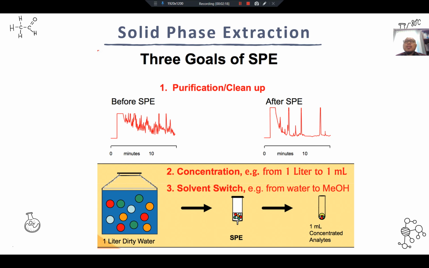It will damage what we call the coating, the adsorbent inside the column. And of course, the H2O will cause interference. It will disturb the chromatogram. So sometimes we need SPE to cater to this problem. So this is the purpose. But usually for SPE, they focus on the purification and also the concentration.